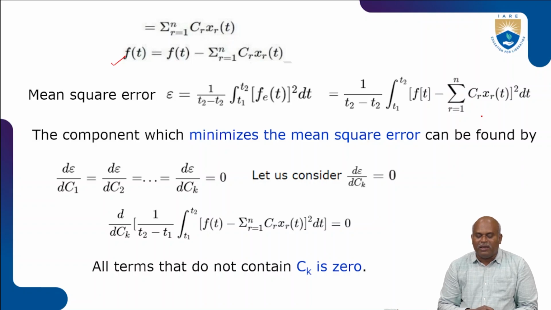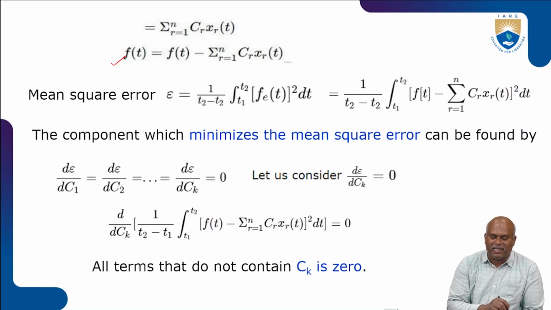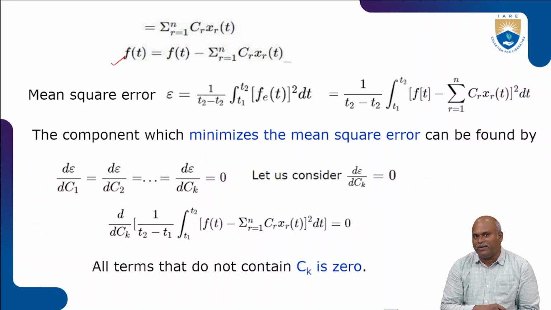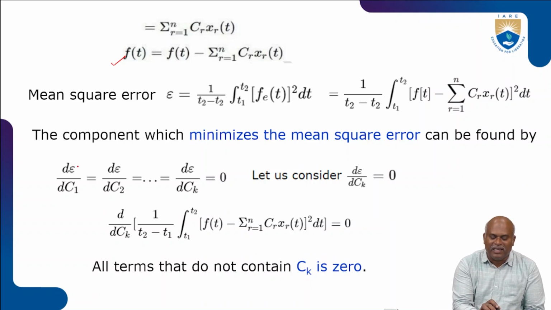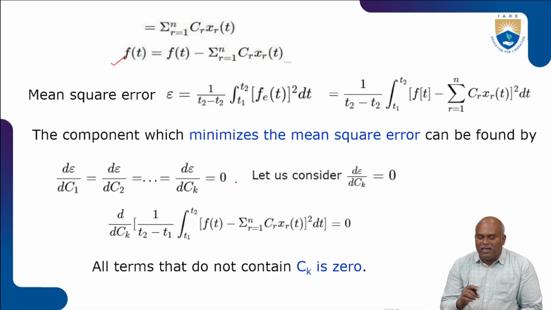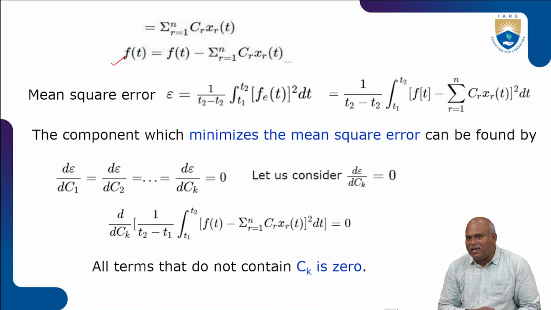The components which minimize the mean square error can be found by differentiation, as we did in the previous case. We differentiate with respect to the coefficients, so the mean square error is differentiated: dE by dc1 is equal to dE by dc2, up to the k-th position n, and each is equal to 0. Let us consider our error differentiation equal to 0 for the ck condition.